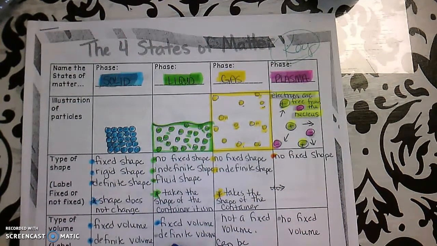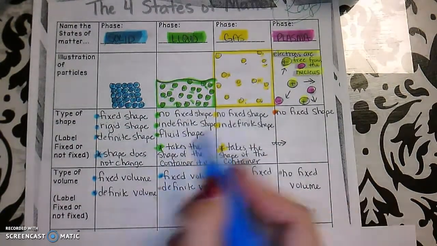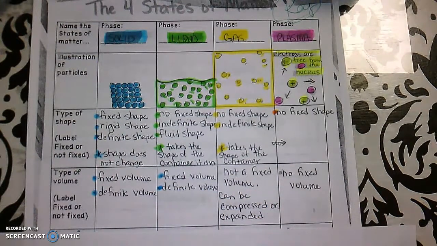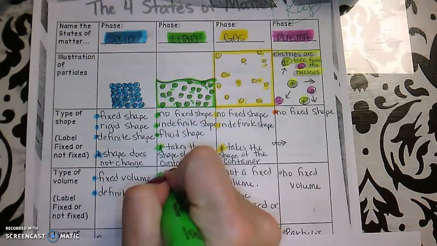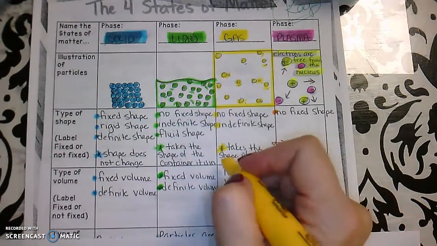Do you remember the tool in lab that we use to measure the volume of a liquid? Do you remember what that's called? We always have to keep the collar at the top. Remember, it's called a graduated cylinder. Liquids also have a fixed volume and a definite volume. Get to talking too much and highlighted the wrong color. Don't do that. Okay?